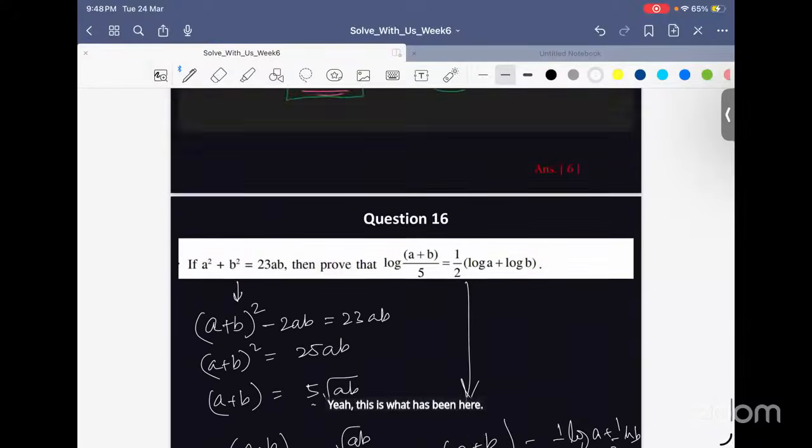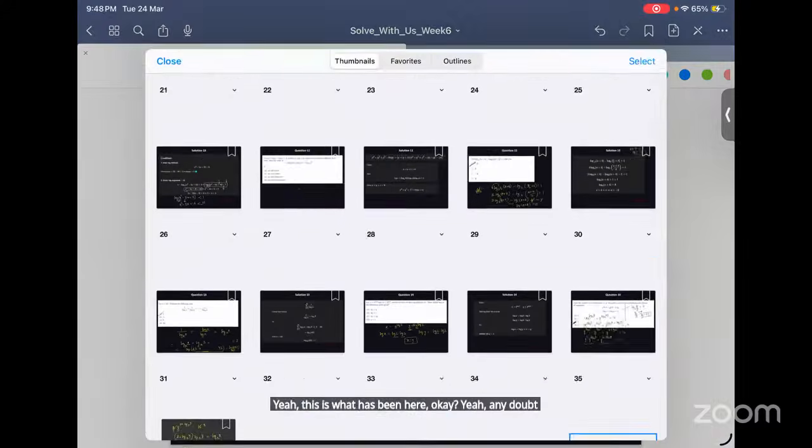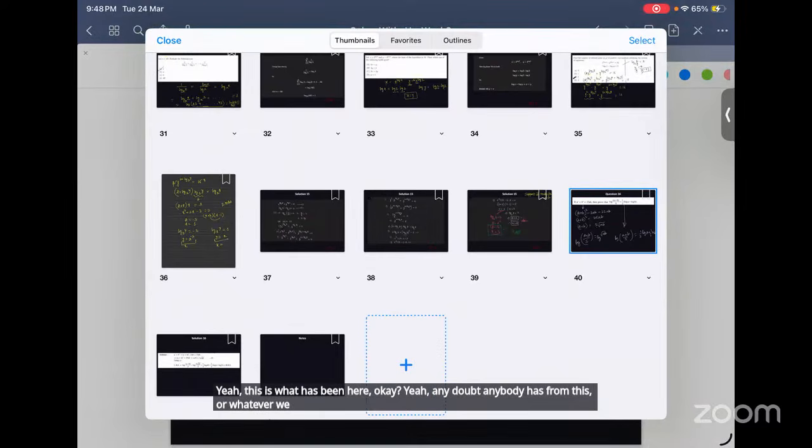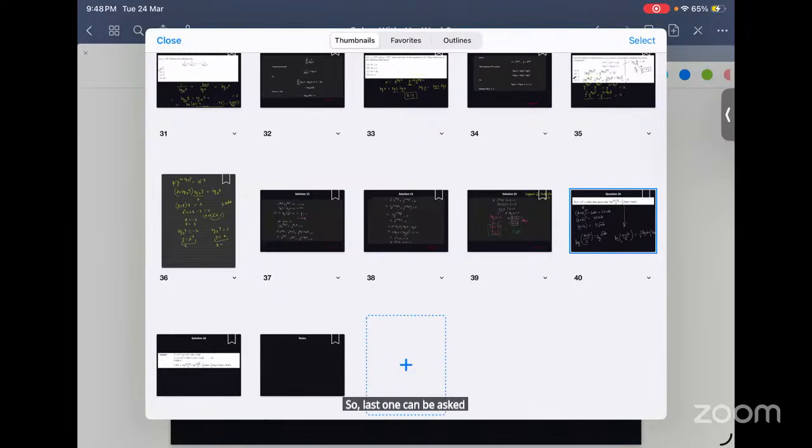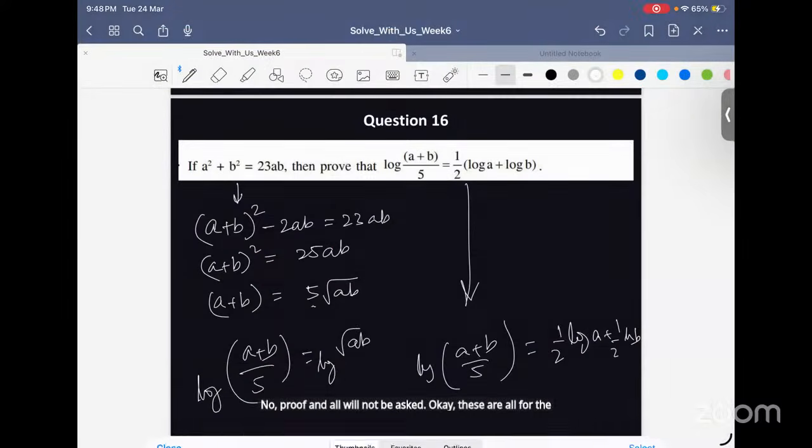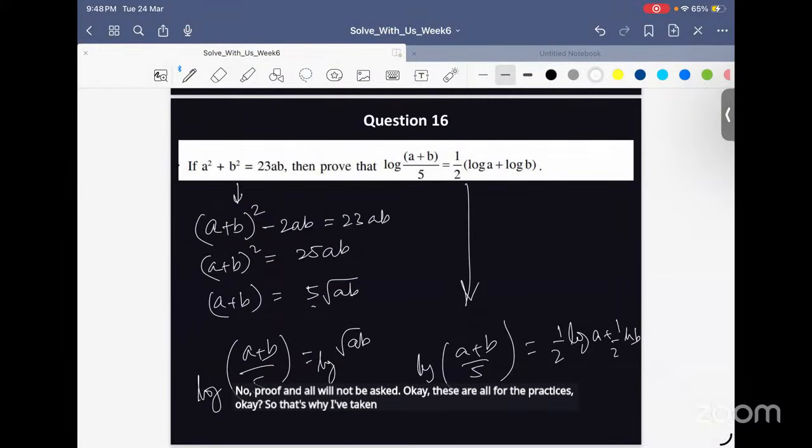Any doubt anybody has from whatever we have discussed today? The last one can be asked in the quiz? No, proof and all will not be asked. These are all for practice. That's why I've taken some a bit difficult problems to practice. Otherwise, proofs will not be asked in the paper.